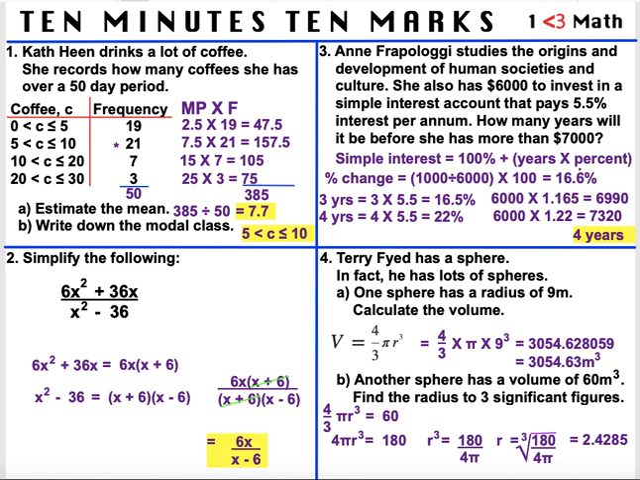Check the question. It says find the radius to 3 significant figures. So I'm going to round 2.42. That's my first 3 significant figures. The 2 has an 8 after it, so my solution is going to be 2.43 meters, and that's my radius. Remember, the radius is a length, so it's just meters, not meters squared or meters cubed. So they are the answers to question 4.